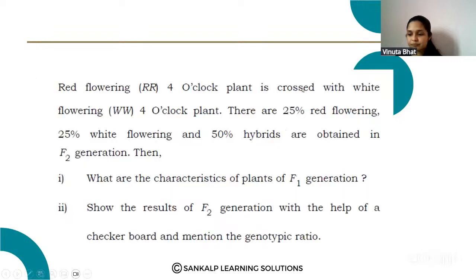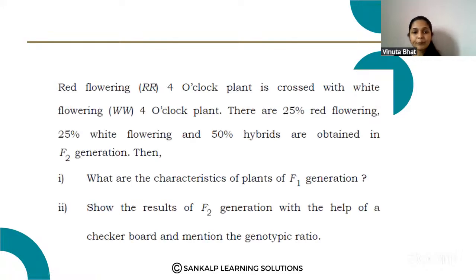Next question. Red flowering capital R four o'clock plant is crossed with the white flowering capital W four o'clock plant. There are 25% red flowering and 25% white flowering and 50% hybrids obtained in the F2 generation. Okay. What are the characteristics of plants of F1 generation? Show the results of F2 generation with the help of checkerboard and mention the genotypic ratio.